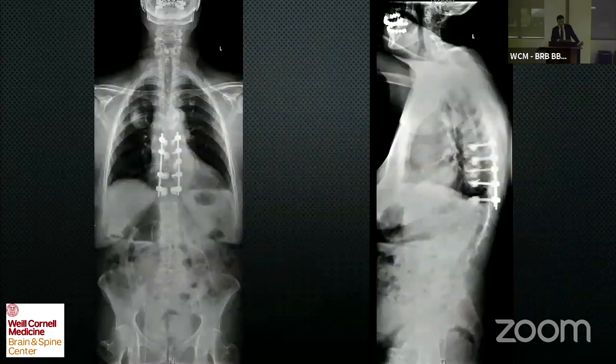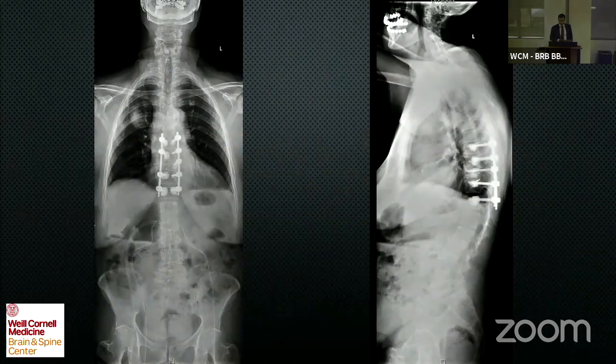This was done open. This was done 2 above and 2 below in a more traditional fashion, but we're trying to do this a little smaller now. I think my time is up.